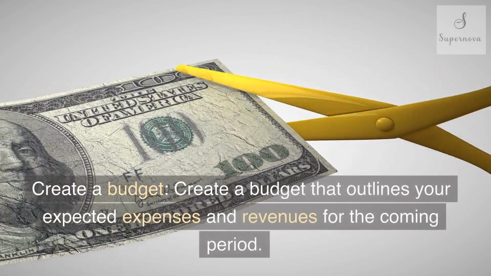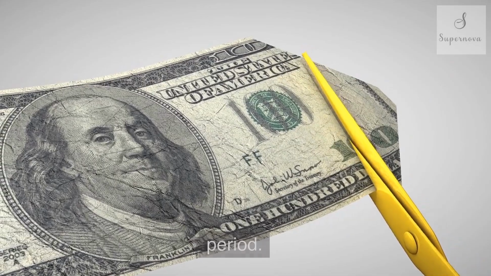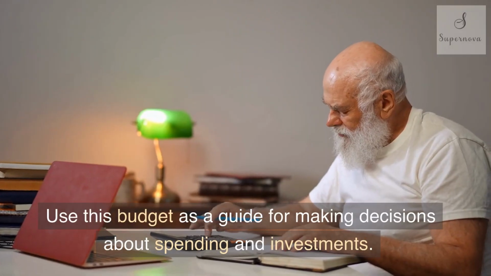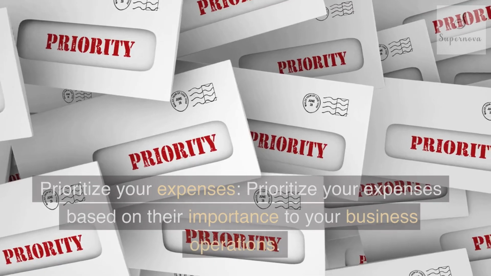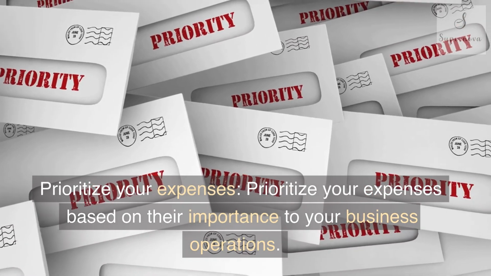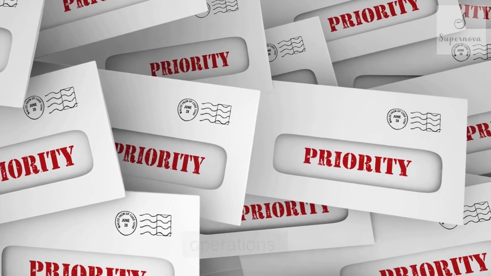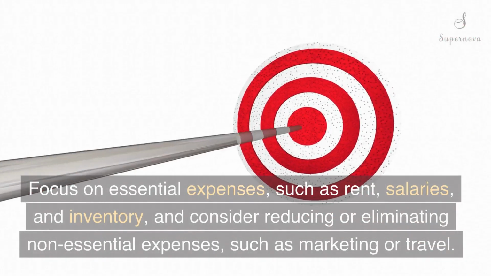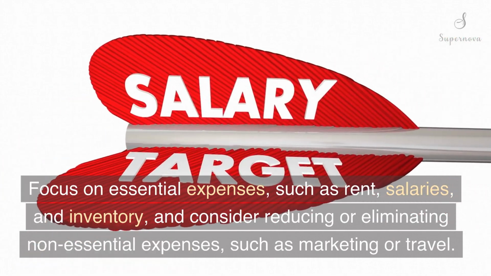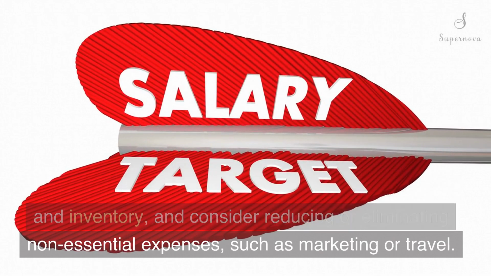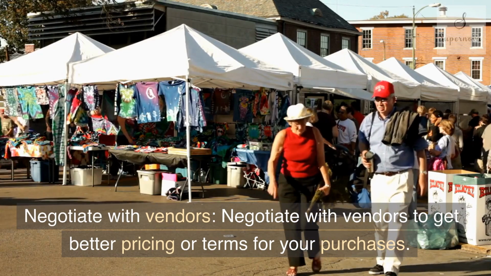Create a budget. Create a budget that outlines your expected expenses and revenues for the coming period. Use this budget as a guide for making decisions about spending and investments. Prioritize your expenses. Prioritize your expenses based on their importance to your business operations. Focus on essential expenses, such as rent, salaries, and inventory, and consider reducing or eliminating non-essential expenses, such as marketing or travel.